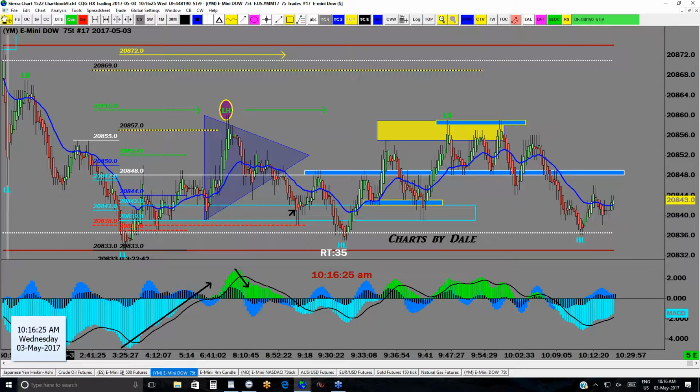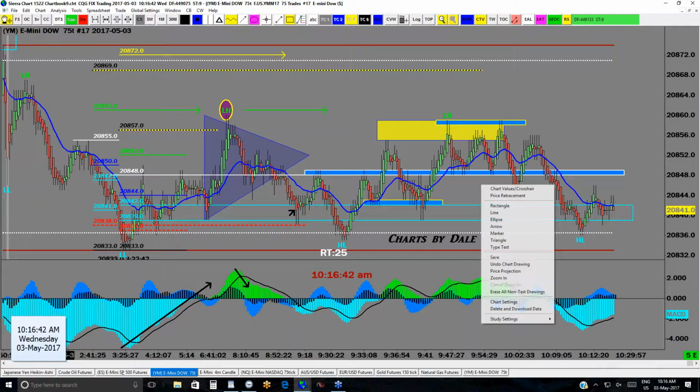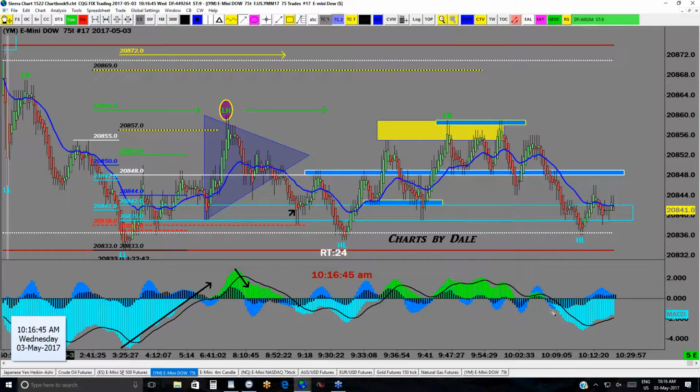16 minutes after 10 a.m. We have lots of dojis taking place here, right in this box, showing lots of indecision, and we have another cross to the upside on your MACD. So we'll see if we get a follow through here. The market did run into this resistance area here.